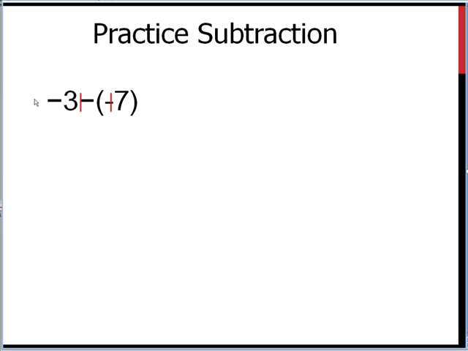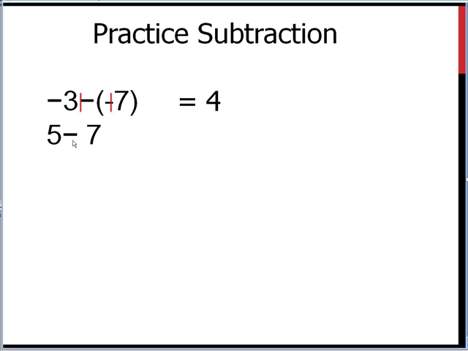So now I apply my addition rules. I have two different signs. I have a negative here and now I have a positive. So when I have different signs, I subtract. 7 take away 3 is 4, and the positives win this tug of war. Okay, here's the next one.